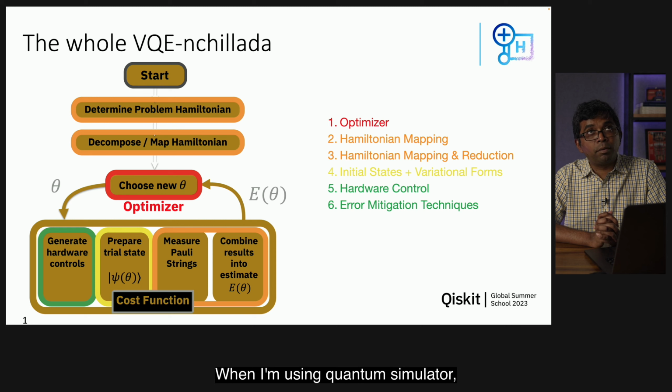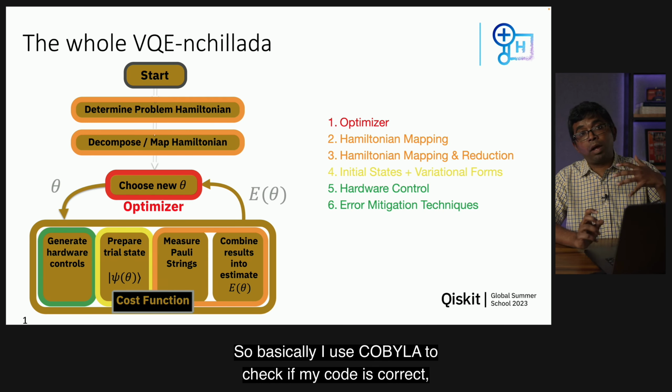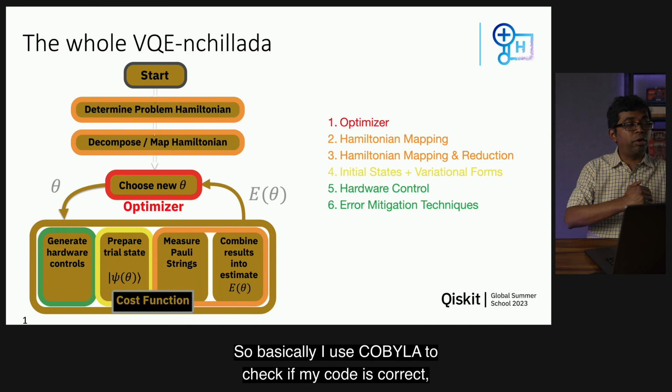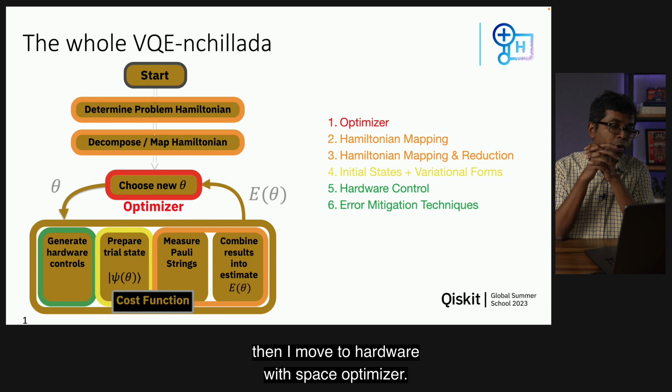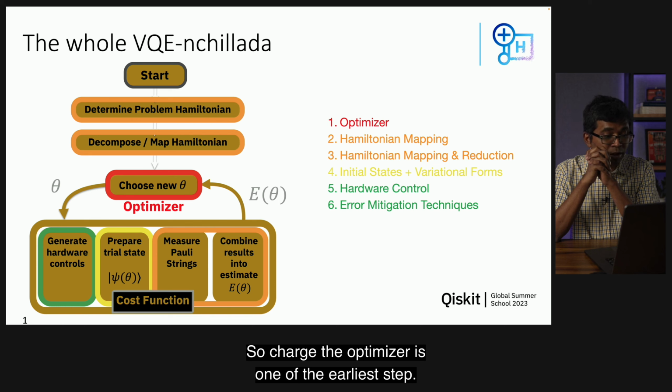When I'm using a quantum simulator, a software simulator, I stick to COBYLA. It performs well there. Basically, I use COBYLA to check if my code is correct. Then I move to hardware with the SPSA optimizer. So the choice of optimizer is one of the earliest steps.